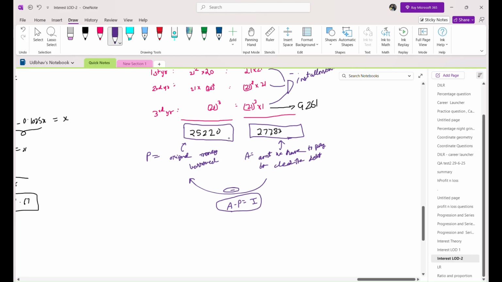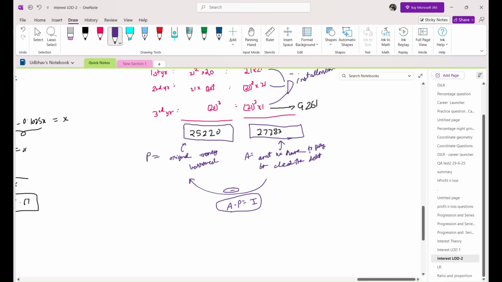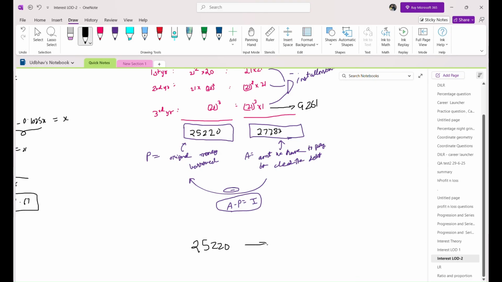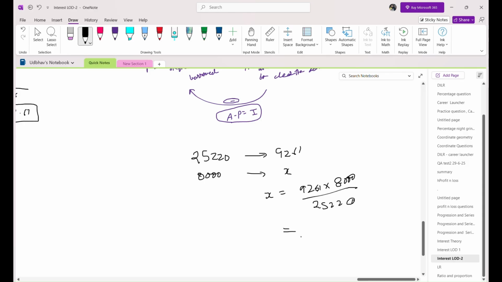What is the sum in our calculation? That is 25220. And what is the installment in our calculation? 9261. When our sum was 25220, what was the installment? 9261. So similarly, according to the question, when the sum is 8000, what will be the installment? You can just find it like this. You can find x equals 9261 into 8000 upon 25220. Solve it, and what will we get? 9261 into 8000 divided by 25220. We are getting 2937.67, exactly the same answer.